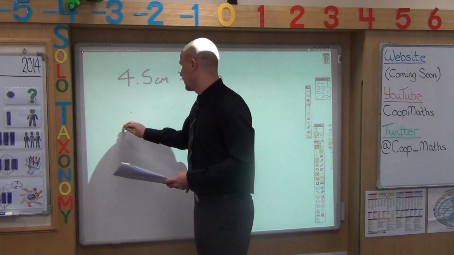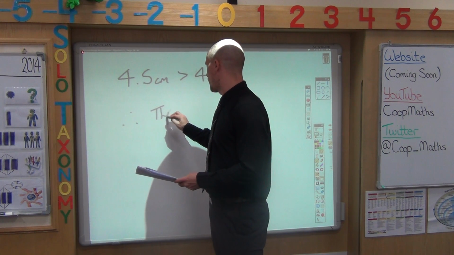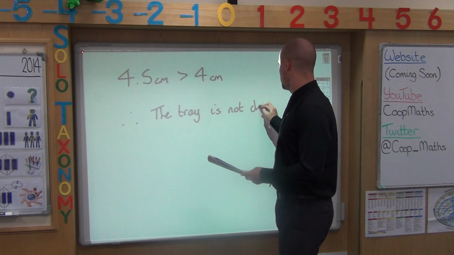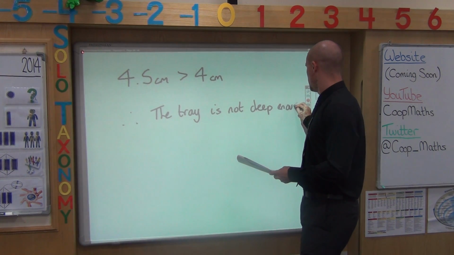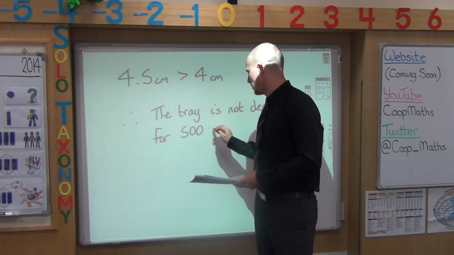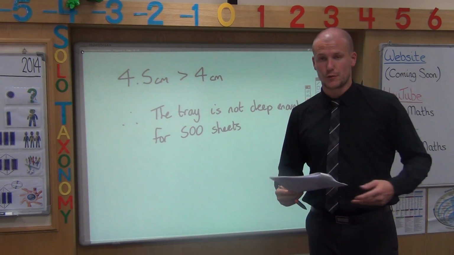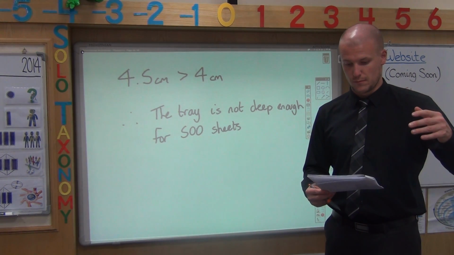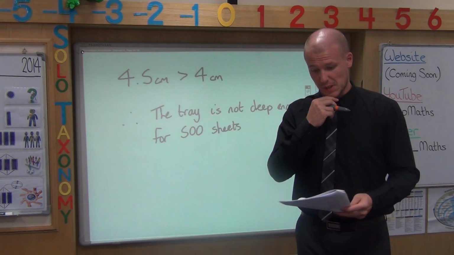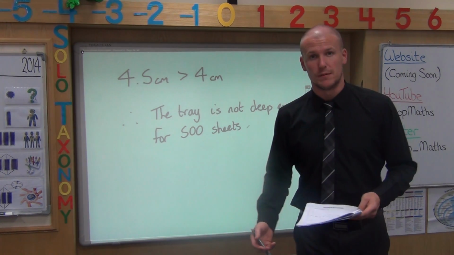So therefore, now comes putting your answer in words. The tray is not deep enough for 500 sheets. Or you could have said that 500 sheets is too big for the paper tray. However you word it, in the end, it doesn't really matter as long as you make it clear that it ain't happening, the paper's not going to fit.